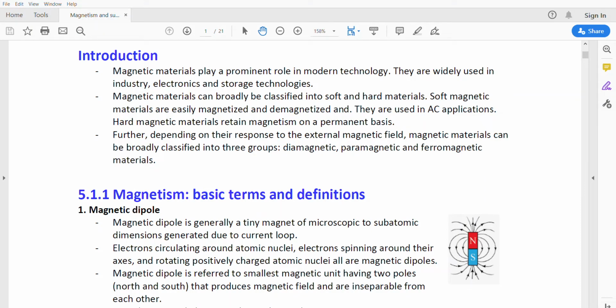Good morning students. In this video I am going to explain about magnetism. So this is our fifth unit. The fifth unit again has two parts, magnetism and superconductivity. Magnetism is a small part.